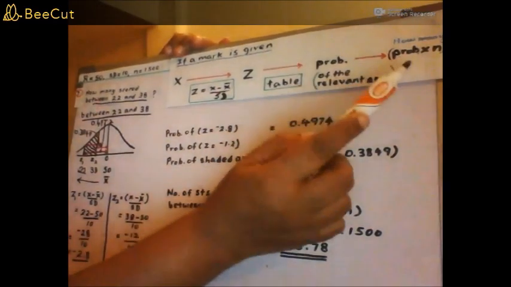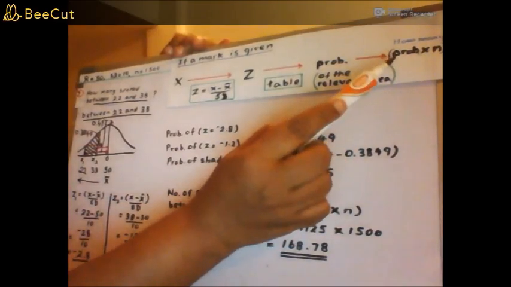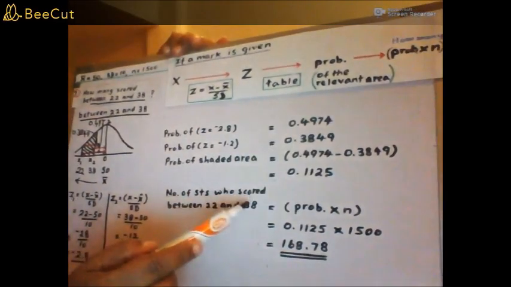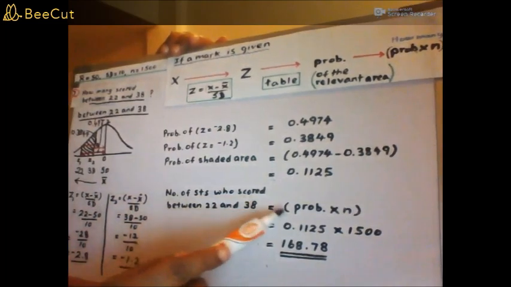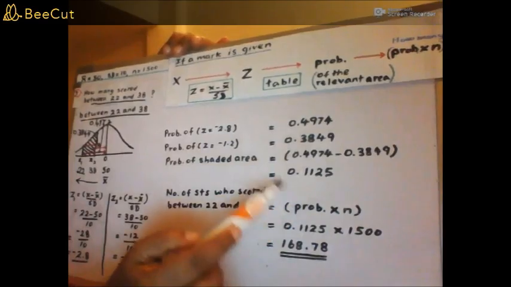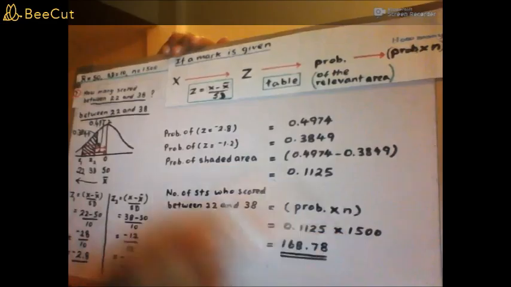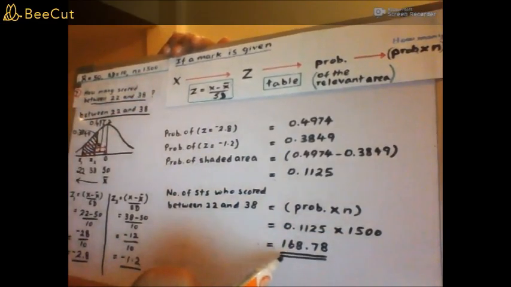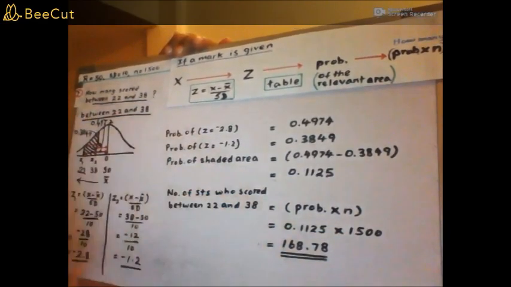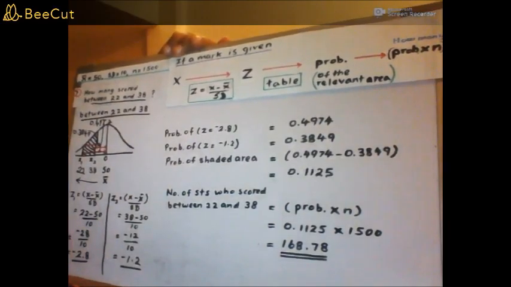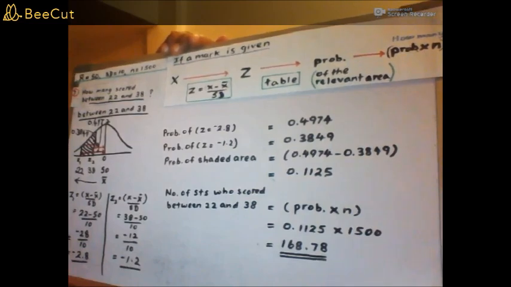So we have found the probability of the relevant shaded area. The next one is we have to find the number of students, how many. So the number of students who scored between these two values is probability into n. What probability? The probability of the shaded area, this one, into the total number, which is 1500. So the answer is 168.78. Approximately 169 students have scored between 22 and 38.